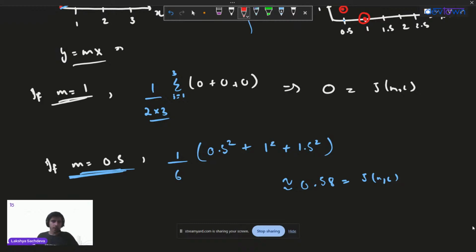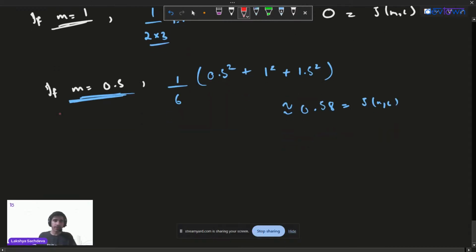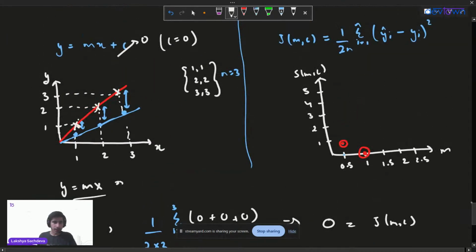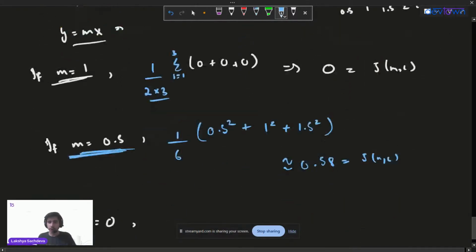Great. Sir, can you take one more example? Sure. This time let's take m is equal to 0. If m is equal to 0, we will get a line like this. So this will be our line. Sir, how to plot the cost function now?